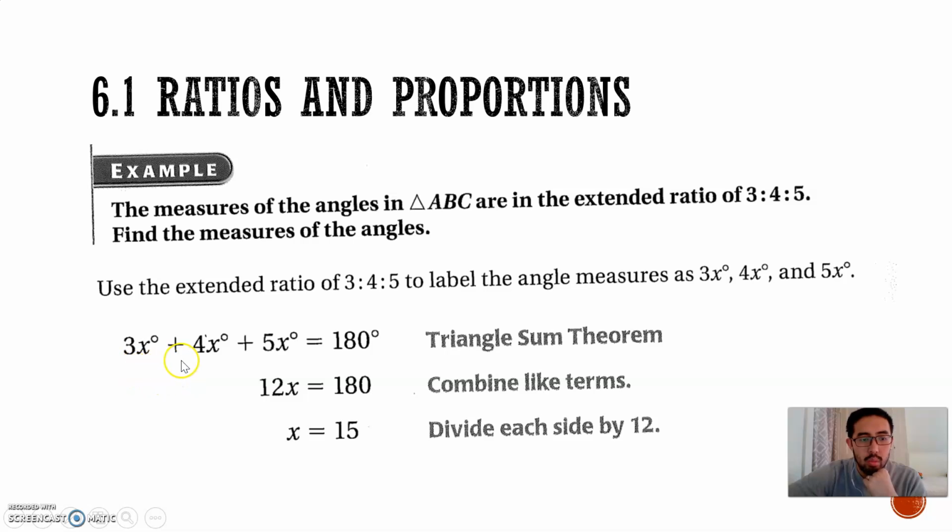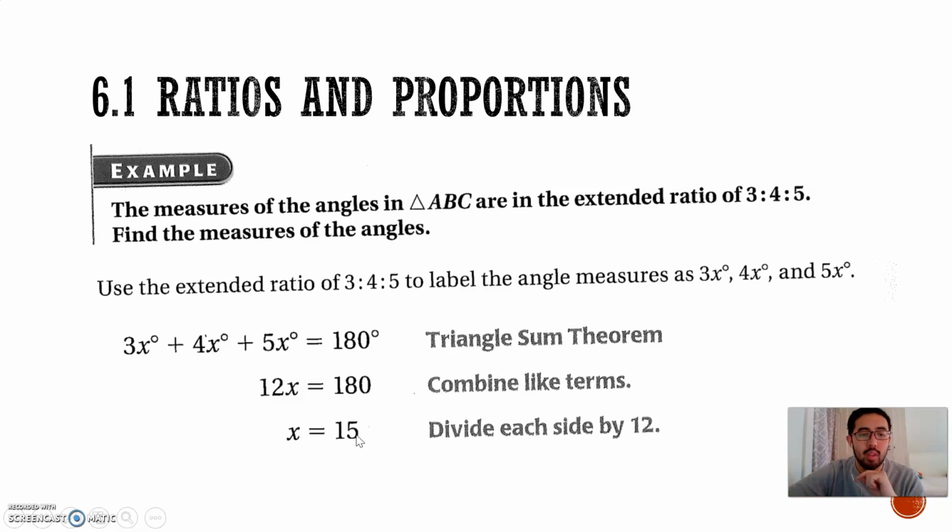So therefore, 3x plus 4x plus 5x is equal to 180. And then if I add 3x, 4x, and 5x, I get 12x. And if I divide by 12, I get x is equal to 15. And I must be done, right?